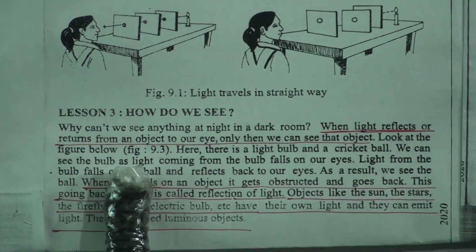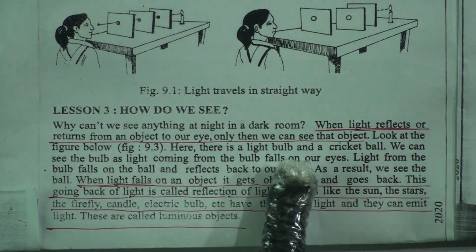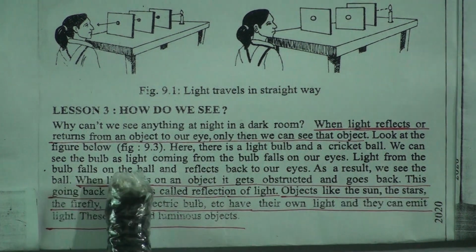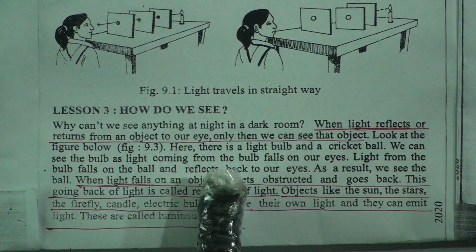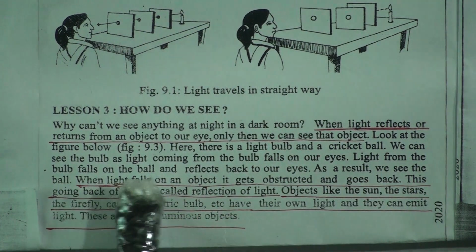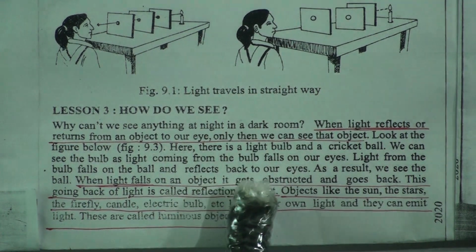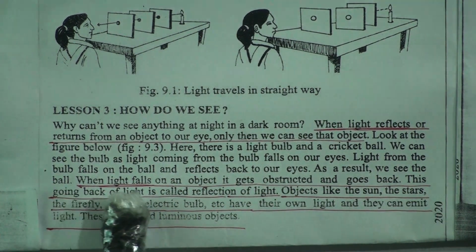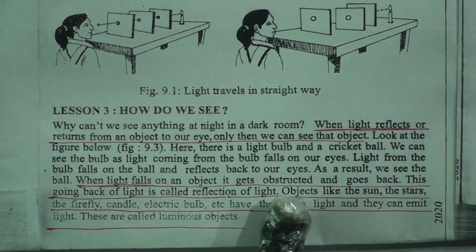We can see the bulb as light coming from the bulb falls on our eyes. Light from the bulb falls on the ball and then reflects back to our eyes. As a result, we see the ball. When light falls on an object, it gets obstructed and goes back. This going back of light is called reflection of light.